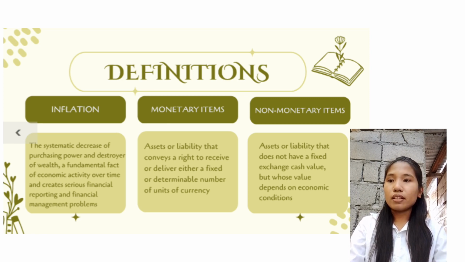And when we say monetary items, these are the assets or liabilities that convey a right to receive or deliver either a fixed or determinable number of units of currency. Examples of monetary items are cash and cash equivalents, financial assets at amortized cost, loans receivable, finance leases receivable, loans payable, bonds, finance lease obligation, and provisions that are to be settled in cash.